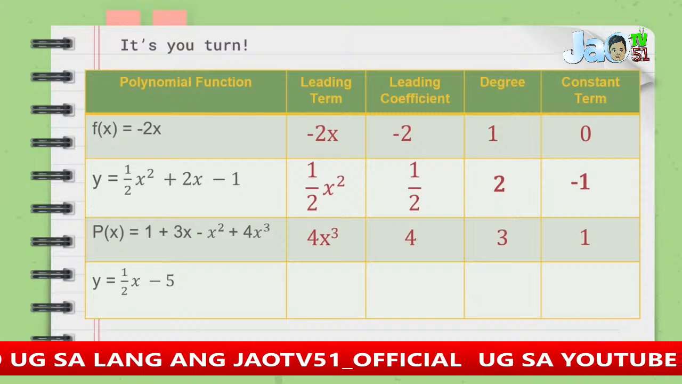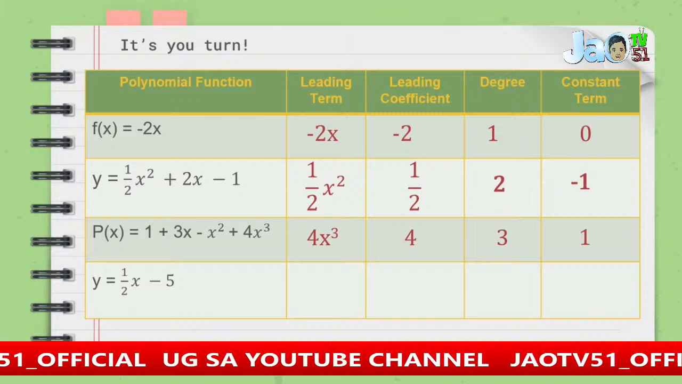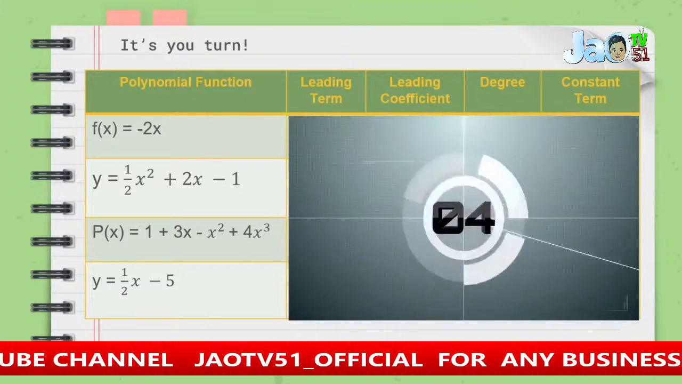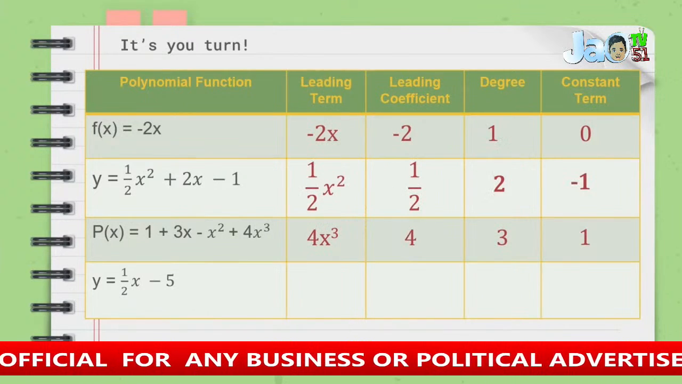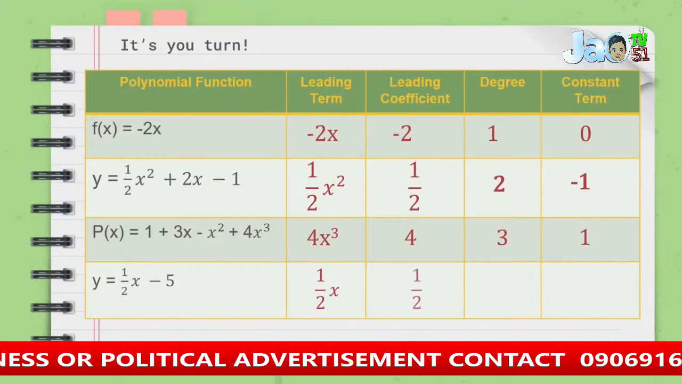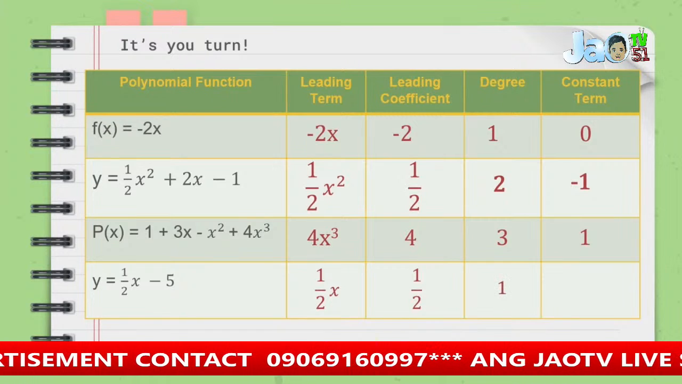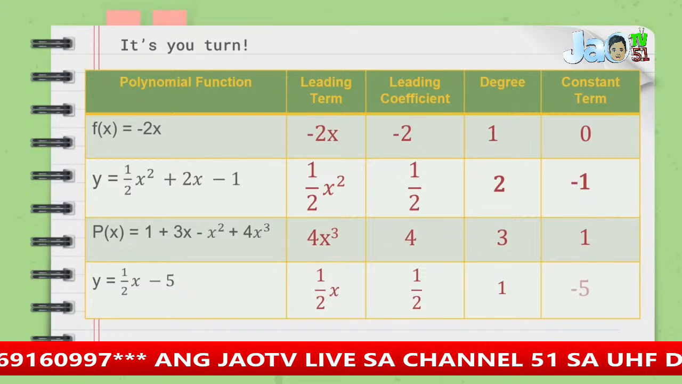And last, how about y equals 1/2 x minus 5? One-half x is the leading term. 1/2 is the leading coefficient. 1 is the degree of the function. And negative 5 is the constant term.